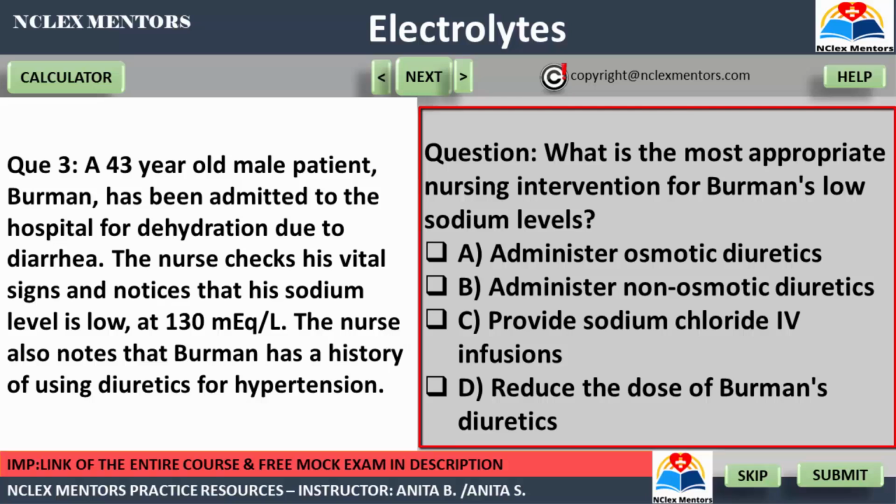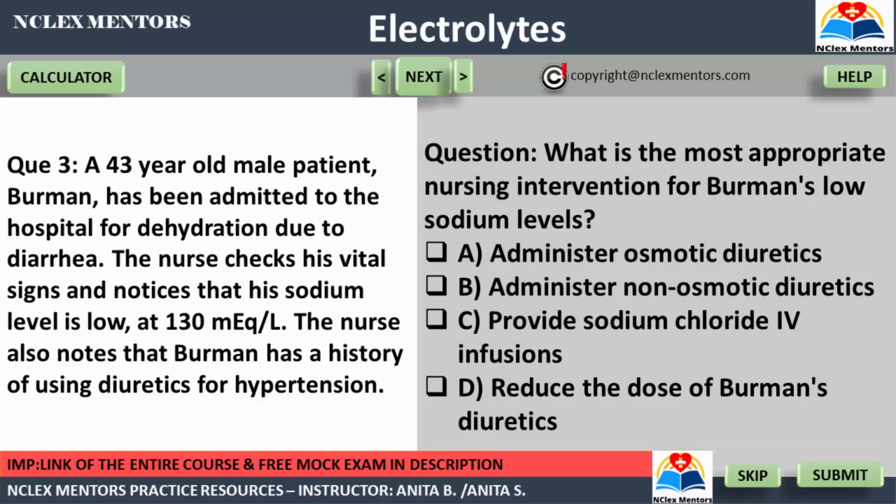The options given to you for this question on the screen are Option A, administer osmotic diuretics. Option B, administer non-osmotic diuretics. Option C, provide sodium chloride IV infusions. Option D, reduce the dose of Berman's diuretics. Take your time to go through the question and each of these options. The timer starts on top right corner of the screen, but if you need more time, you can pause the screen as well.